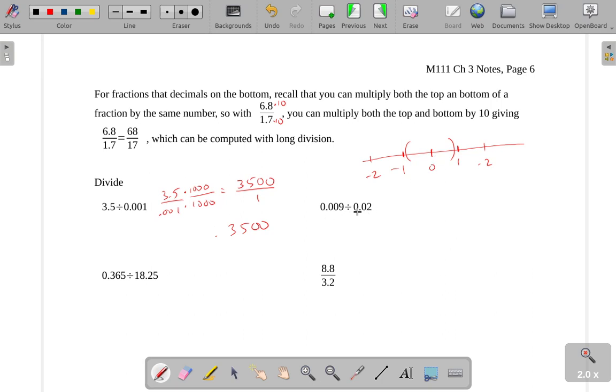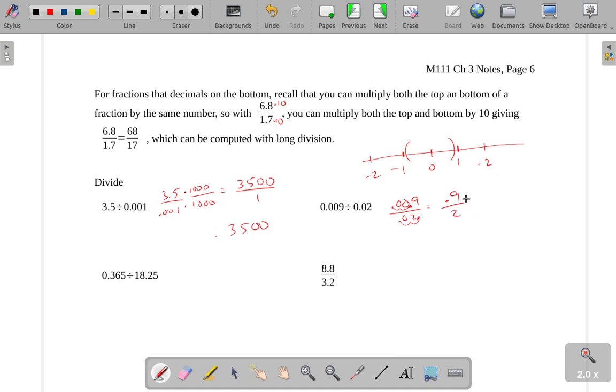So again here, 0.009 divided by 0.02, 0.02 being fairly close to 0, it's definitely below 1. It's between -1 and +1. So we're going to end up with something bigger than 0.009. But let's actually see what that is. 0.009 divided by 0.02. I'm going to move my decimal place over 1, 2 places, 1, 2 places, there and there, to give me 0.9 divided by 2.